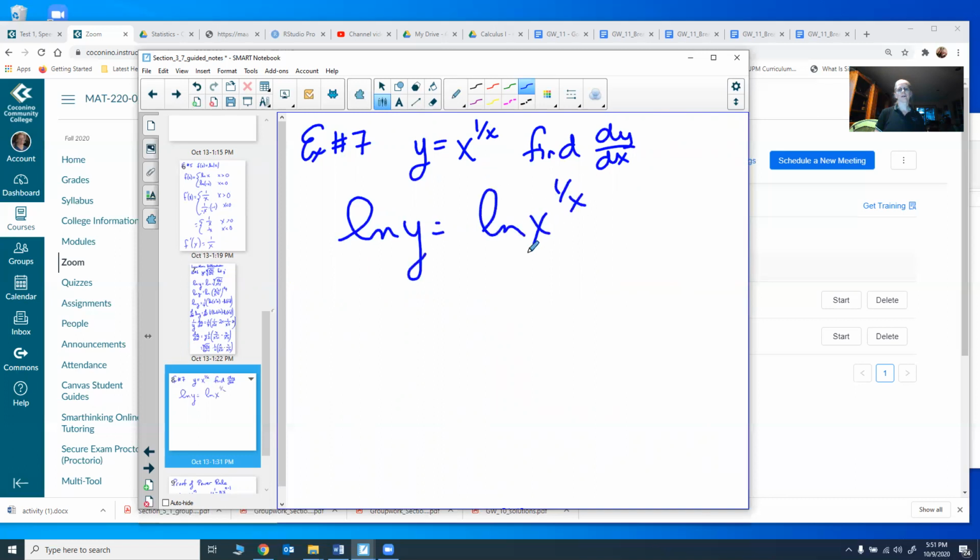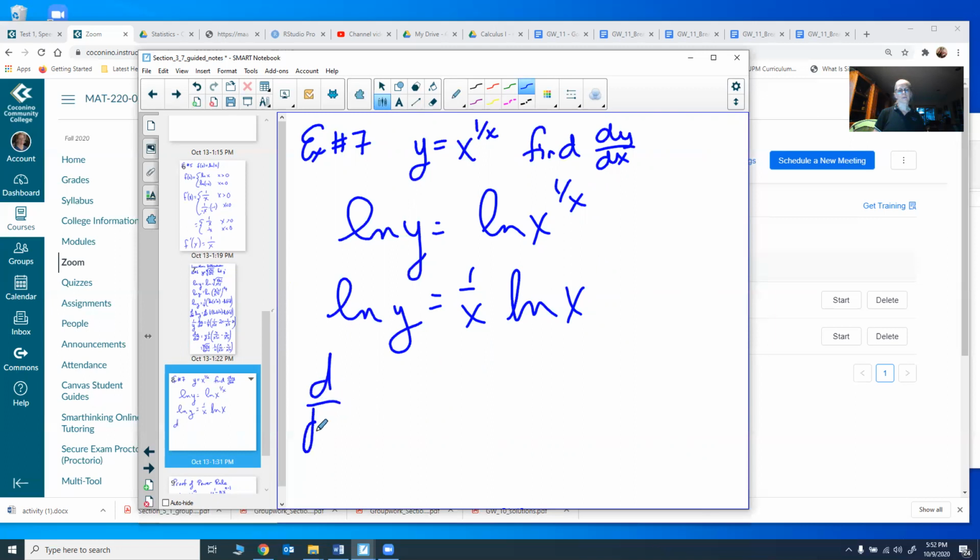And I'm using the natural log so I don't have to deal with the log base of the base. It's just easier to use the natural log on this. I'm going to take the natural log, and when I do that, I've got the natural log of y equals the natural log of x to the 1 over x. I can bring that 1 over x out in front because the log of x to a power, I can bring that power out in front. So I'm going to do that.